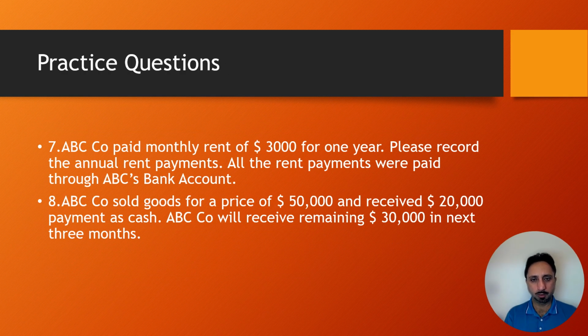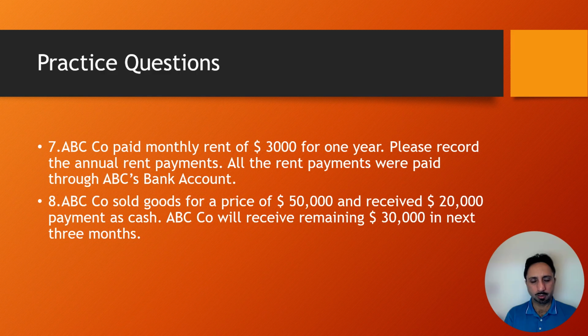ABC Corporation paid monthly rent of 3,000 for 1 year. So when you are paying rent, that is an expense. So you have to multiply the monthly rent with the yearly, so 3,000 times 12, and then that will be the annual rent payment. And when it's being done, it's the expense and it has to be debited. And you'll be using your bank account. So the money is going out from your bank account, so it has to be credited by equivalent amount.